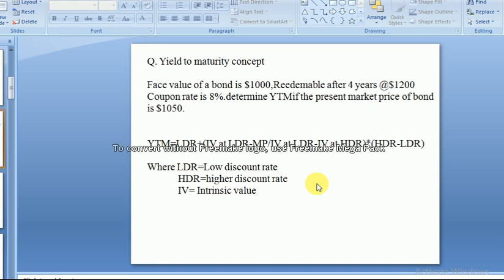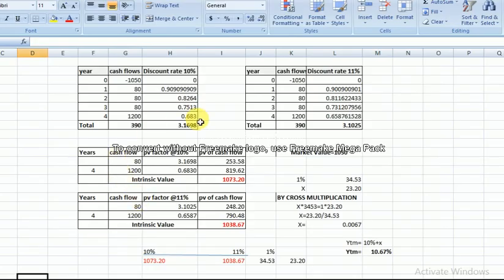It is the same as the question I solved for 3 years; now you will solve it for 4 years. The formula I have given: YTM equals LDR, where LDR means low discount rate, plus IV at LDR, the intrinsic value at the low discount rate, minus MP, the market price, divided by the intrinsic value at LDR minus the intrinsic value at the higher discount rate, multiplied by the high discount rate minus the low discount rate. This is the formula. In this formula you will put the prices after the calculation and find the YTM, just like I solved the previous question.